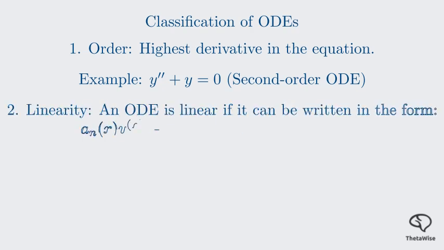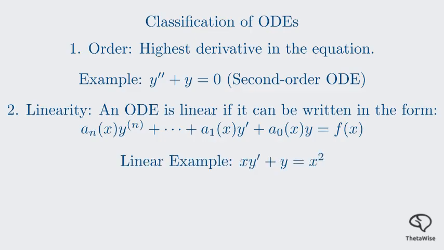The second classification is linearity. An ODE is linear if the unknown function and its derivatives appear only to the first power and are not multiplied together. The coefficients can be functions of the independent variable, x. For instance, x times y prime plus y equals x squared is a linear first-order ODE. The coefficients are x and 1, which are functions of x. On the other hand, y prime equals y squared is a nonlinear ODE because the unknown function y is squared. This is a crucial distinction, as linear ODEs are generally much easier to solve.